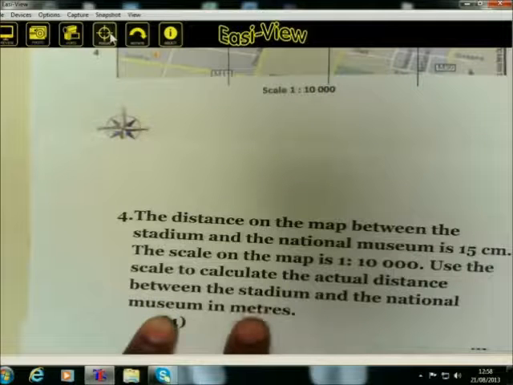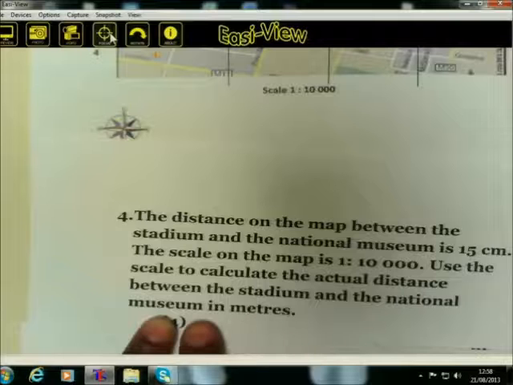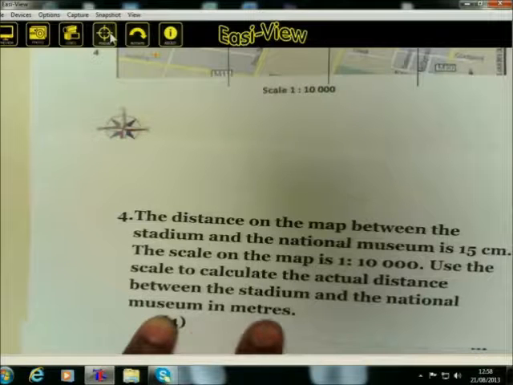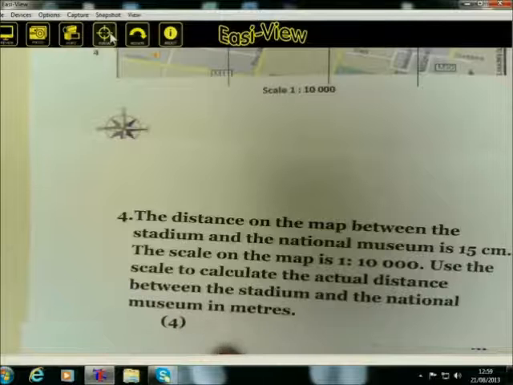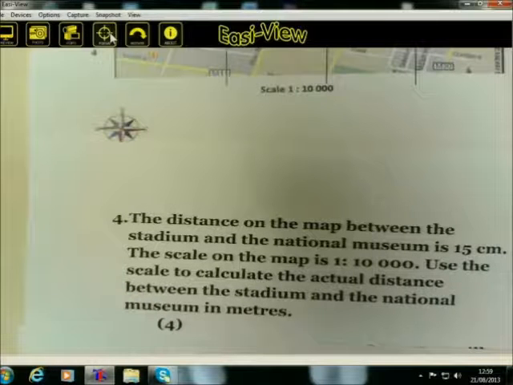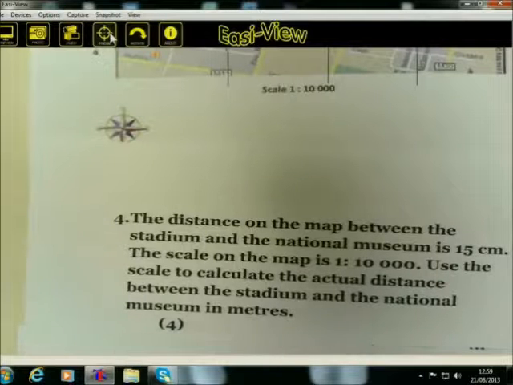Now, use the scale to calculate the actual distance between the stadium and the National Museum in meters. Grade 12s, we all know by now that the actual distance is either in meters or kilometers. Like learners at Tabanchu. If you are traveling from Tabanchu to Botshabelo, you will normally say from Tabanchu to Botshabelo is 20 kilometers or 15 kilometers. So when you talk about the actual distance, it will either be in meters or in kilometers. Right, now let us look at this one.